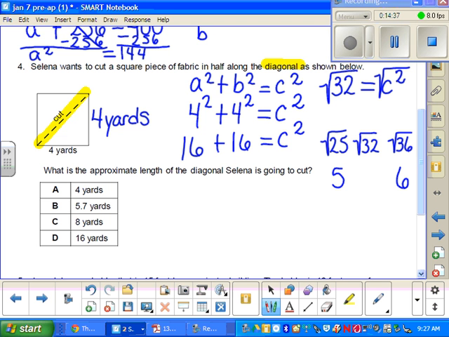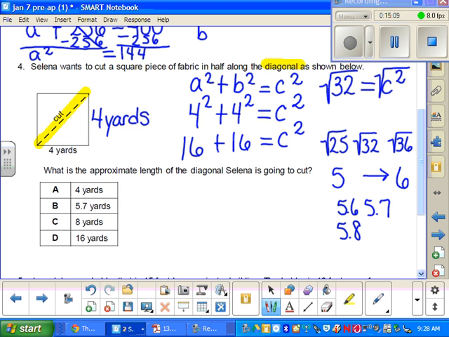So 32 seems to me is closer to 36 than it is to 25, so it's going to be on that last half. It's going to be bigger than 5.5. So I'm going to say it's 5.6, 5.7, or 5.8. You get to choose. But I would choose 5.6. So then I would say that C is approximately 5.6. So let's look at our answer choices.